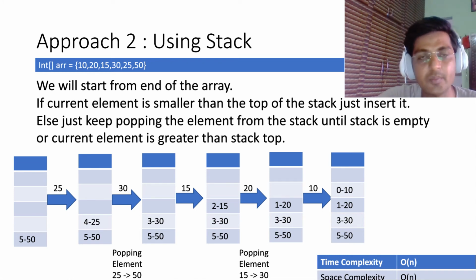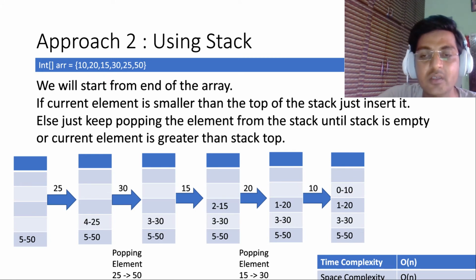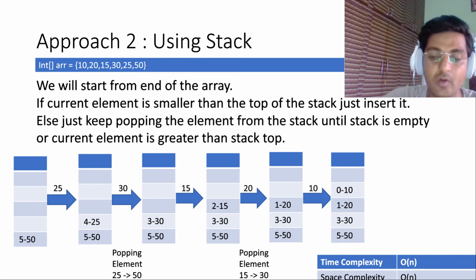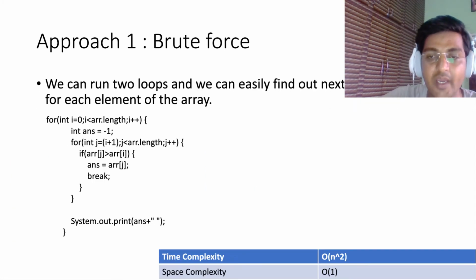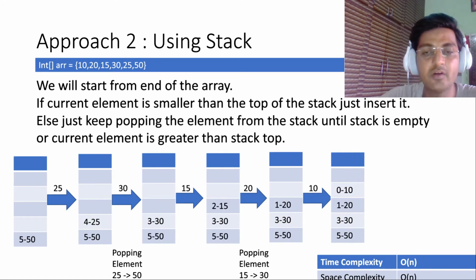In this approach, we are using one extra memory with the help of a stack. So space complexity will be O of n, and we are just running one loop, so time complexity will be O of n this time. Don't you think we have improved the time complexity from O of n squared to O of n, right? So let us jump to the coding part of this question.